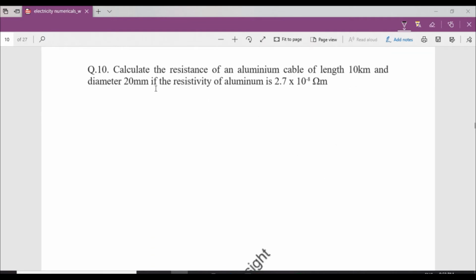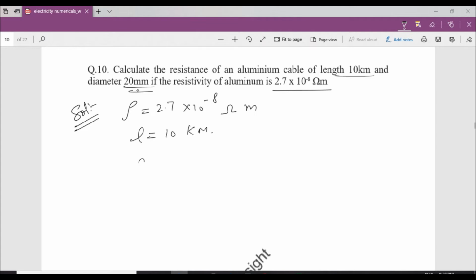Calculate the resistance of an aluminium cable of length 10 km and diameter 20 mm if the resistivity of aluminium is 2.7 into 10 raised power minus 8 ohm meters. Again we will write first whatsoever is given to us. Resistivity of aluminium is given, that is 2.7 into 10 raised power minus 8 ohm meter. Length of wire is 10 kilometers and diameter of wire is 20 mm. Okay. So we have to evaluate resistance of wire.